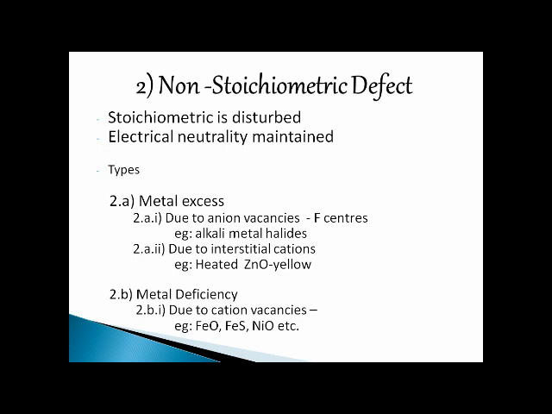Variable valency carrying metals. Can you say some examples? Yes, iron, then copper. These are examples of variable valency metals. So when we see iron oxide, iron sulfide, the formulas are FeO, FeS, and nickel oxide. These and all involve metal deficiency defects.